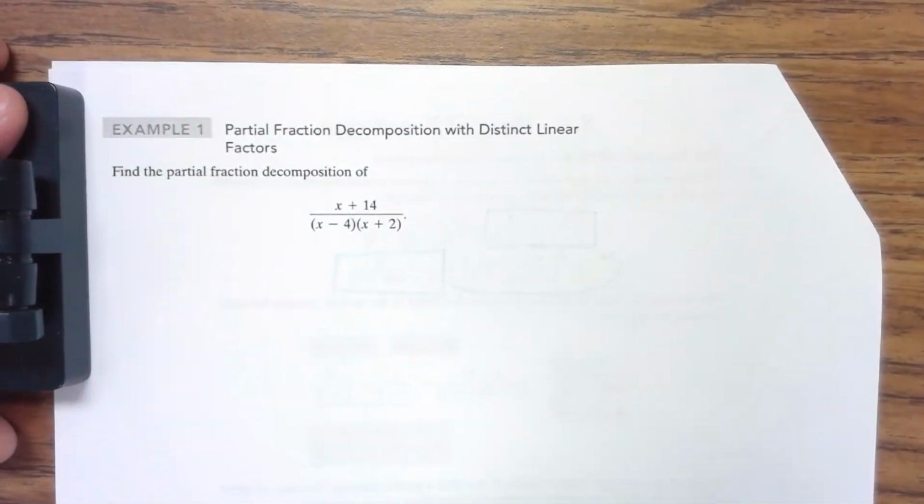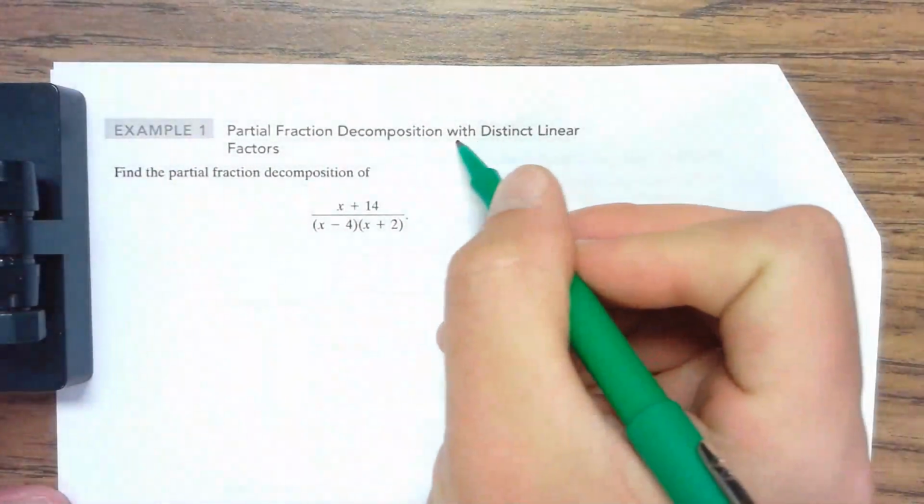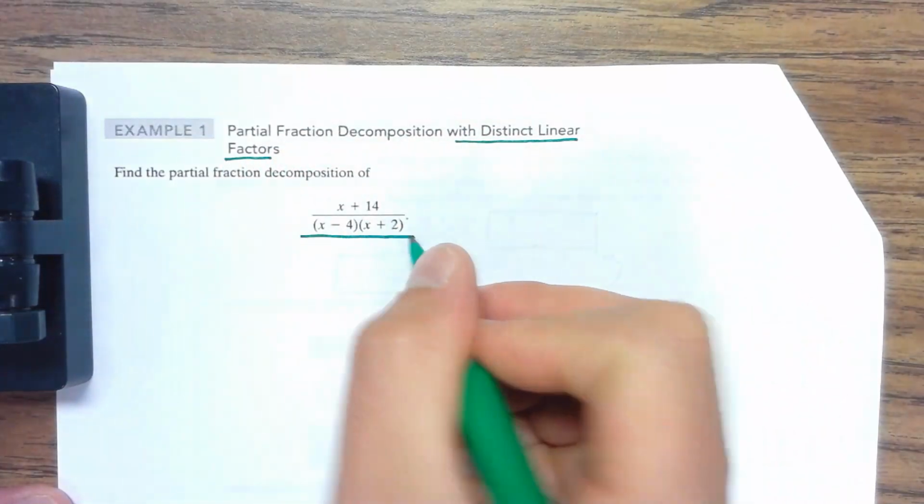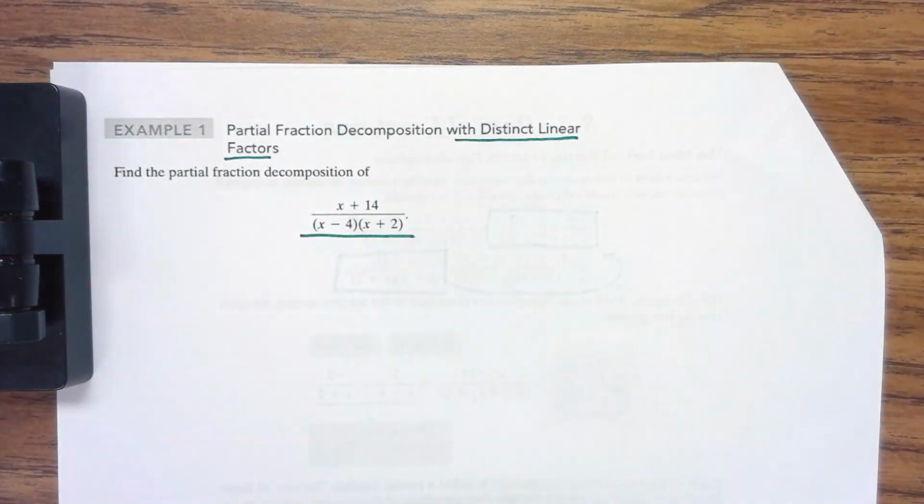Okay, so partial fraction decomposition with distinct linear factors. Maybe make a note of distinct linear factors and then go ahead and jot down that particular problem. And the first thing that we're going to do is set up what it's going to look like when we take this apart, when we decompose it.